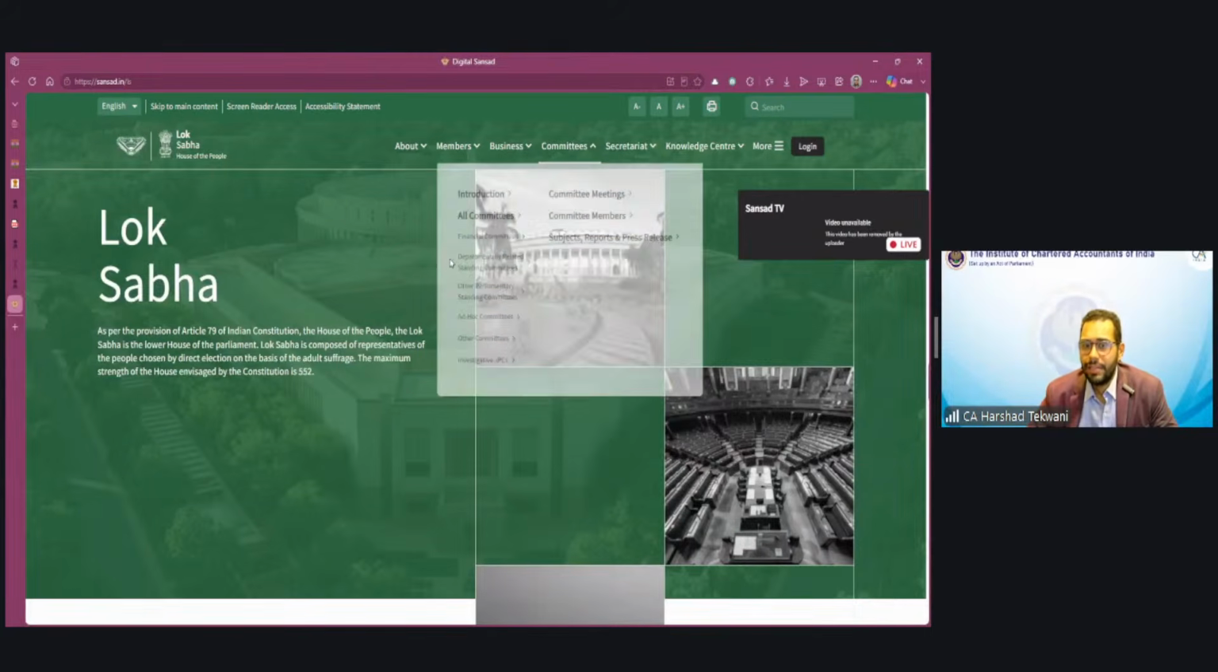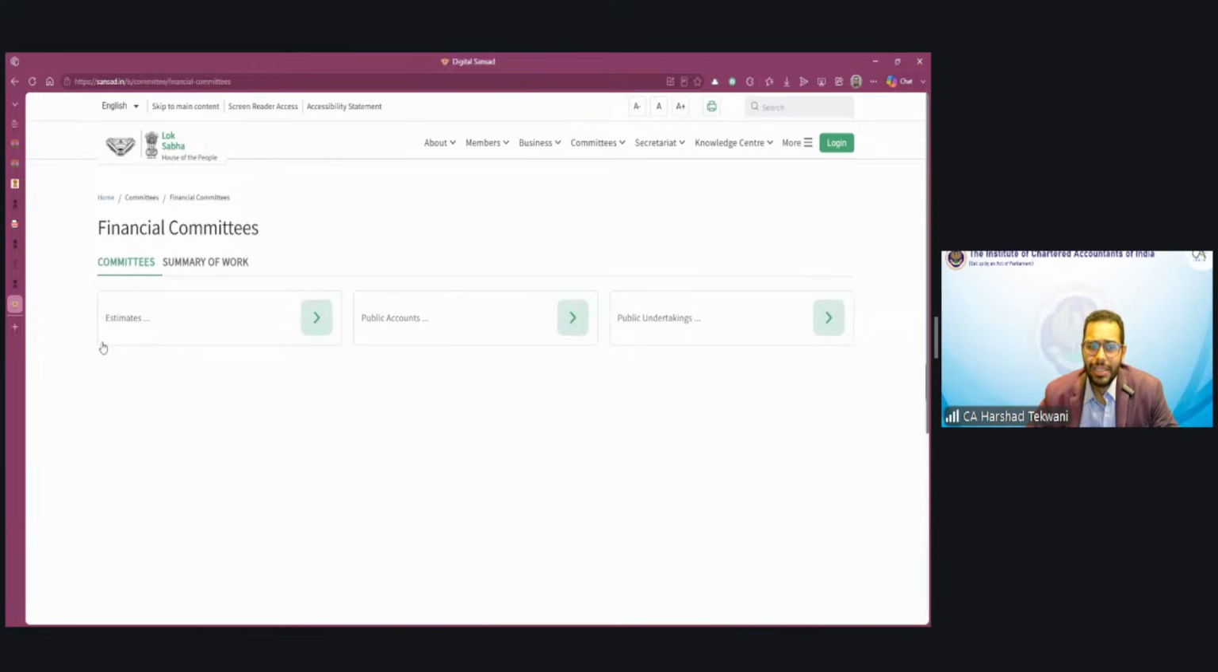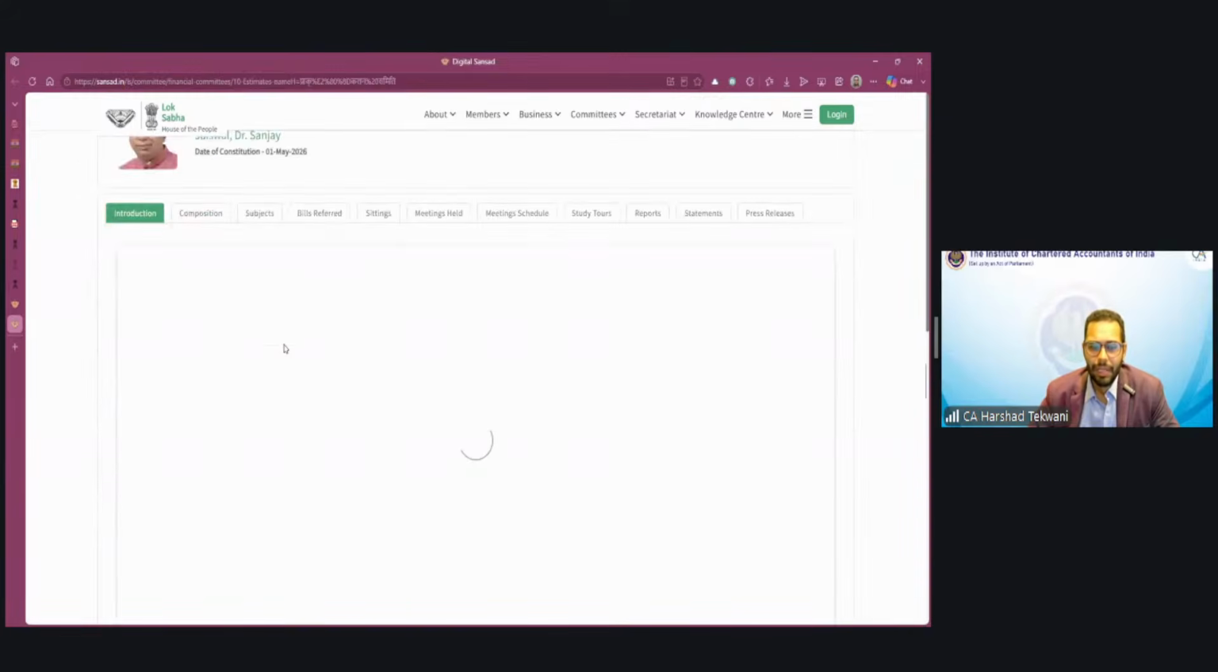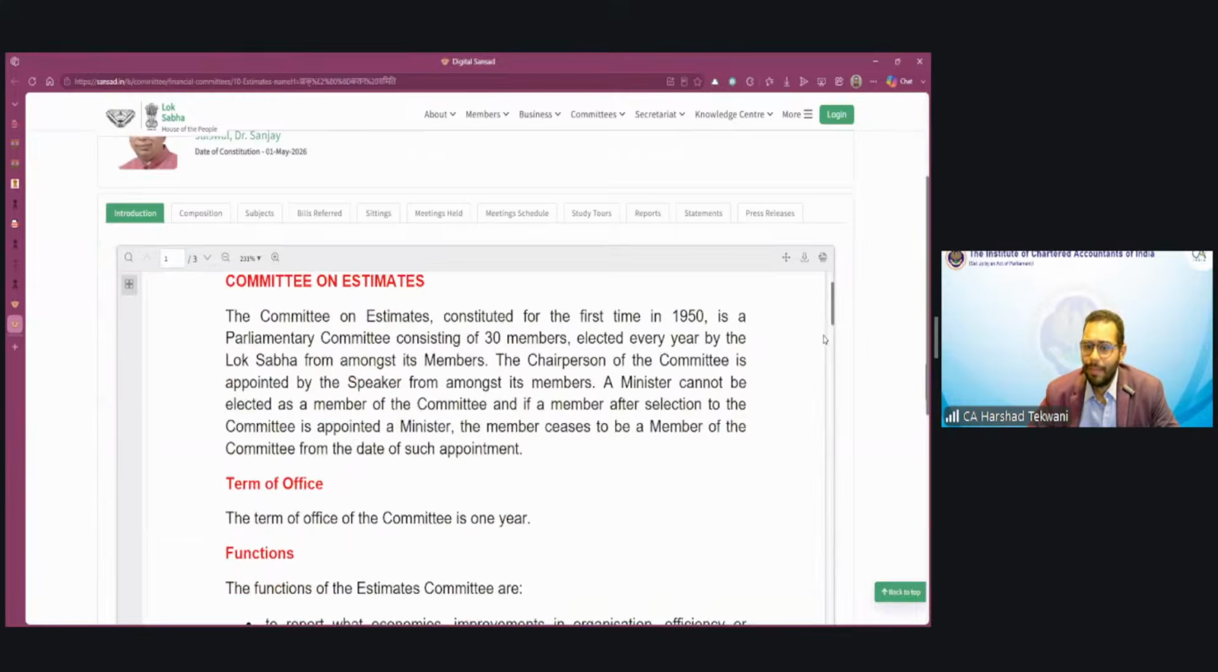So you can go to the committees and click on the financial committees, and you can see three committees over there, which are financial committees: estimates, public accounts, and public undertakings. Let's go into each of the committees. First of all, the estimates committee. What is the estimates committee?